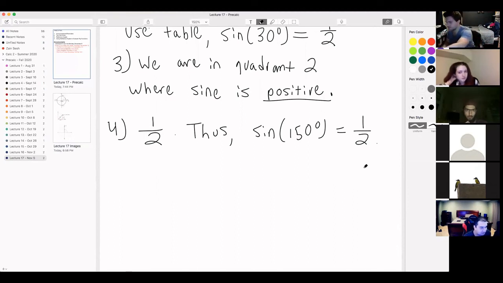How many more? Yeah, I have 3 more examples. All right. I know it seems like a lot, but this is very important. And if anyone decides to take Calculus 1, it will be very good to have this down.